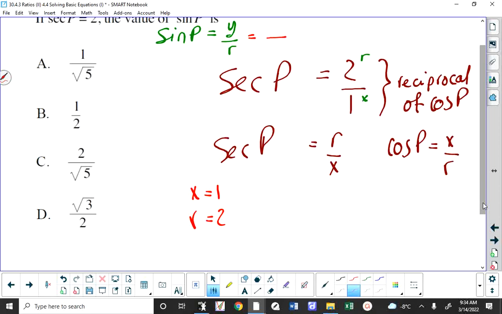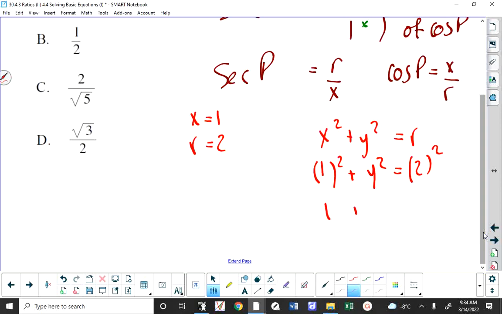So we need to find y, and now what we're going to do is use the Pythagorean theorem. So I can write with the Pythagorean theorem x squared plus y squared equals r squared. X is 1. We don't need the brackets, but you know how I am about that. Just put a set of brackets just to be sure. Plus y squared, which we don't know, equals 2 squared. So when I simplify that, I get 1 plus y squared equals 4. And I subtract 1 from both sides to get y squared equals 3.